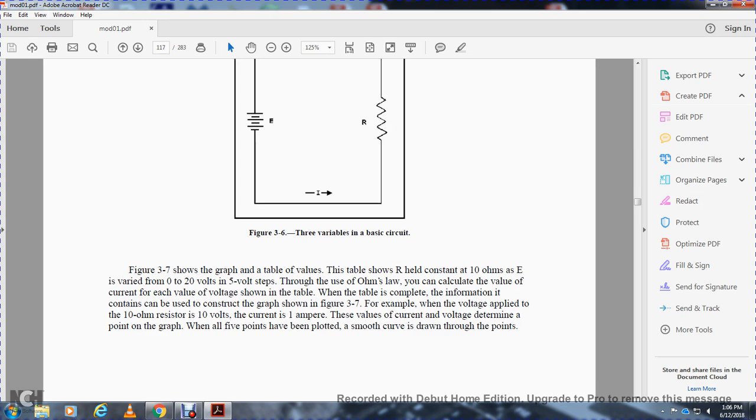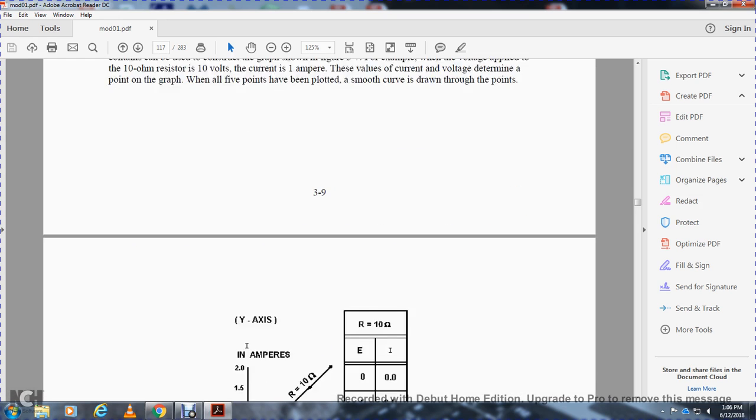For example, when a voltage of 10 volts is applied to the 10 ohm resistor, the current is 1 ampere. The resulting current and voltage determine a point on the graph. Five points have been plotted, and a smooth curve is drawn through these points.